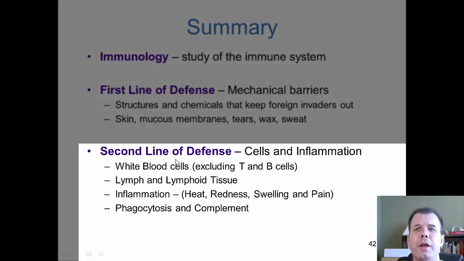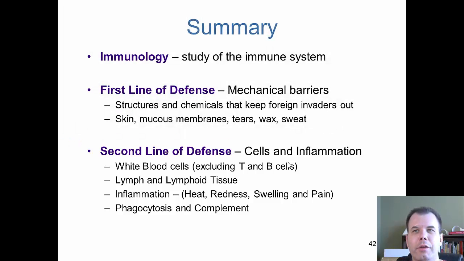The second line of defense is the cells and inflammation. Again, we talked about it. It's really all the things surrounding the tissues and the organs. And the second line of defense primarily looks at the white blood cells, and those are the granulocytes and the agranulocytes. And again, we don't think about the T and B cells yet. That's going to be for the next chapter. But everything else. So the monocytes, the neutrophils, the eosinophils, and the basophils are all important cells for the second line of defense.